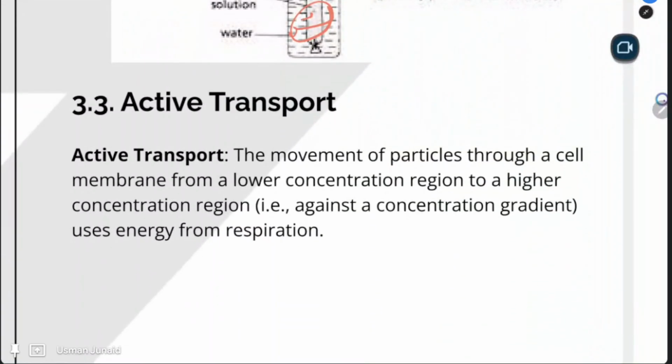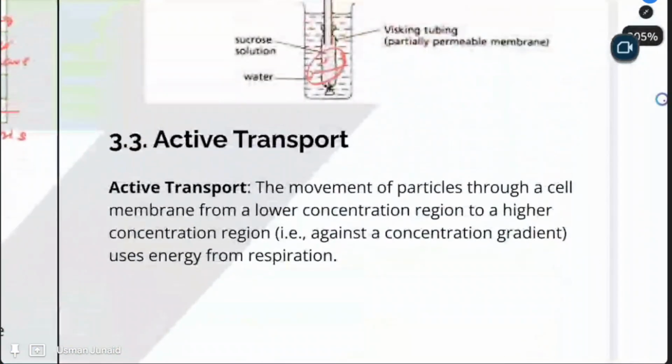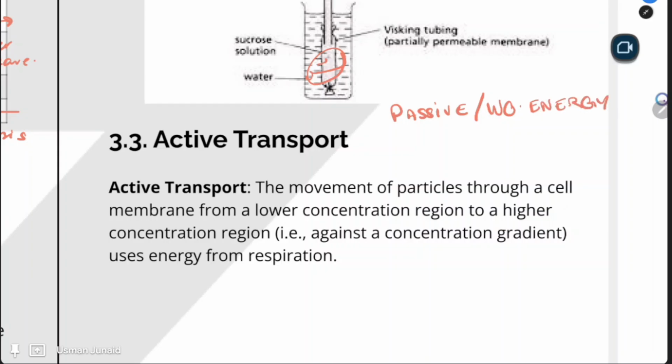Active transport is the last thing that we will do. Up to now, whatever we discussed wasn't using energy, right? It was going as a natural phenomenon. It was happening on its own. It did not require energy. It was passive, which is without energy. Now, active transport, the first word suggests that energy is used.